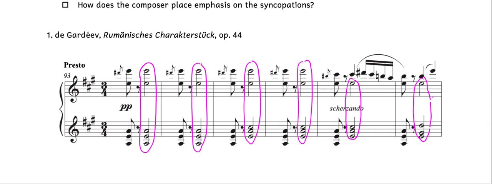So the question asks, how does the composer place emphasis on the syncopations? And here we would say duration, right? Because there's a half note on beat 2 that repeats. Beat 2 is syncopated. It also helps that beat 1 is just an eighth note with an eighth rest. That makes it even lighter, right? Okay, so now let's go ahead and listen to a recording of this to see if we can hear the syncopation.